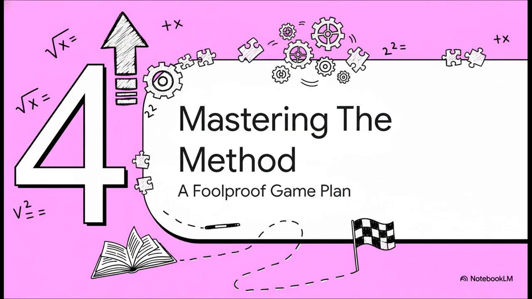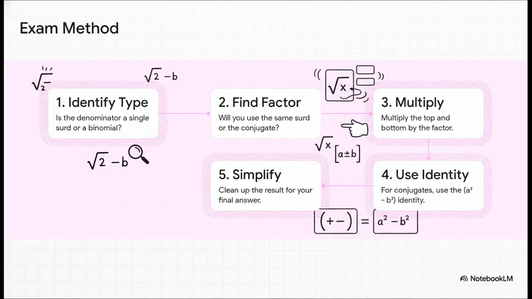Okay, so we've learned the moves. Let's put everything together now into one single, foolproof game plan you can use every single time. Here is your game plan. 5 simple steps. First, just look at the denominator and identify its type. Is it a single surd or a binomial? That tells you which tool to grab, the same surd or the conjugate. From there, you just multiply the top and bottom, use that difference of squares rule if you need to, and simplify what's left. Following this process breaks any problem down into manageable chunks.